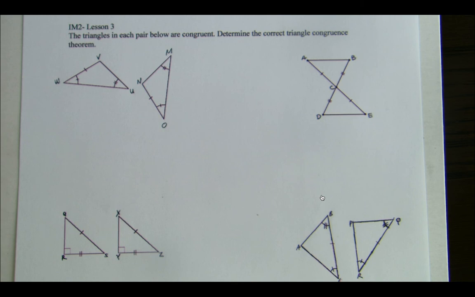In this video, we are going to be looking at how to determine the correct triangle congruence theorem that applies to these triangles. So in this, we are assuming that each of the pairs are congruent. We just want to know how they're congruent. So we're going to be reviewing what the triangle congruence theorems are.